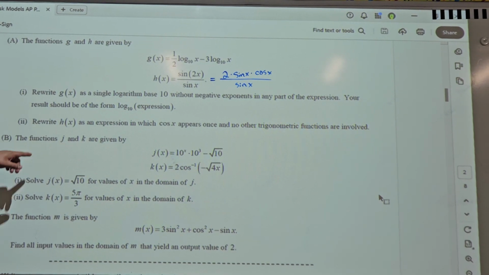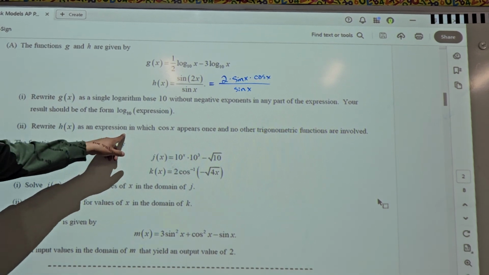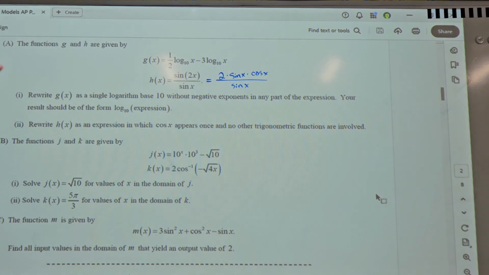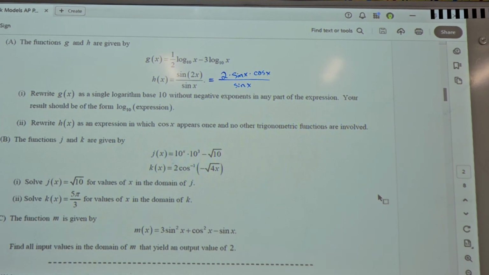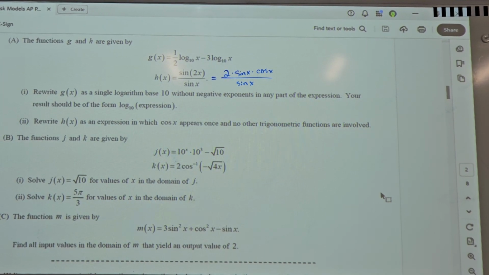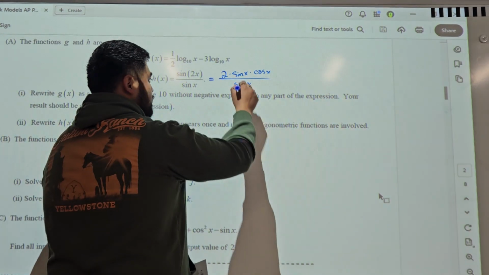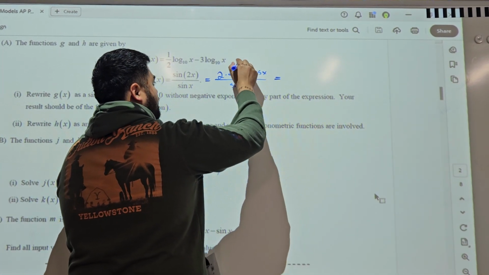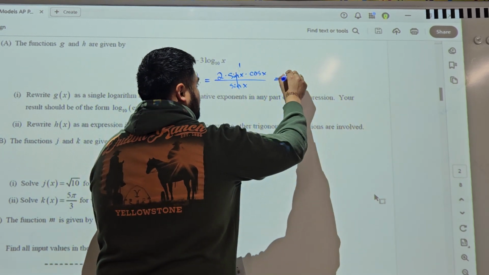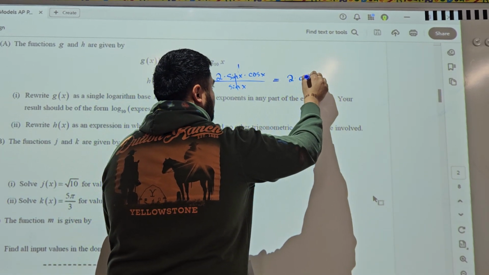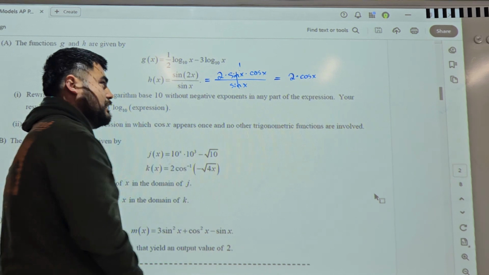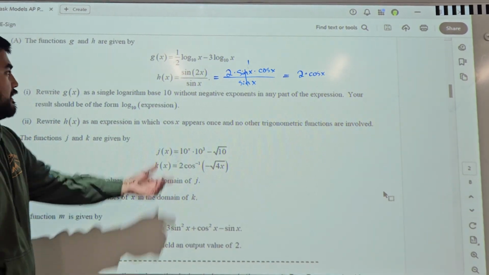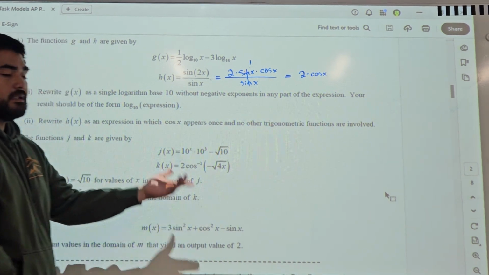So now, how could I simplify this? The question is asking us to rewrite h of x as an expression in which cosine appears once and no other trig functions are involved. Notice how on the top I have sine, and on the bottom I have sine. Wouldn't that just simplify to 1? And the answer is yes. So you're left with 2 times cosine of x, and that is literally it. That's how easy it could be, as long as you know that this is a double angle identity: sine of 2x is 2 times sine times cosine.